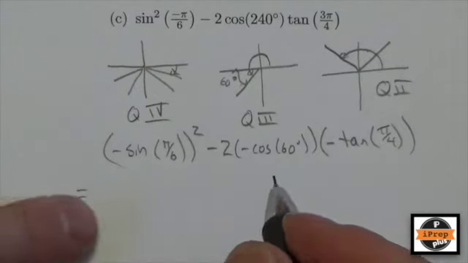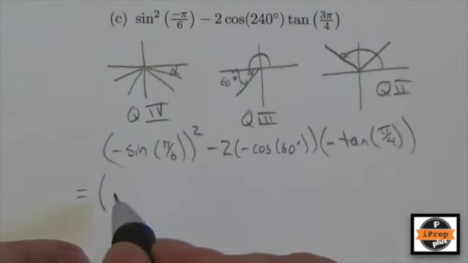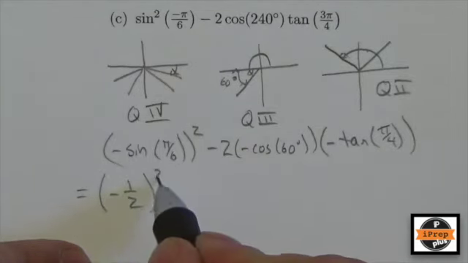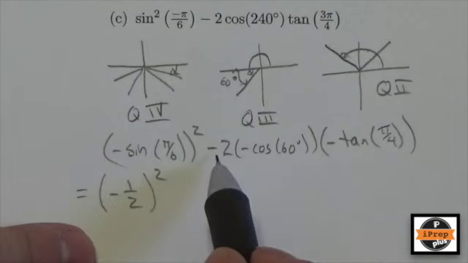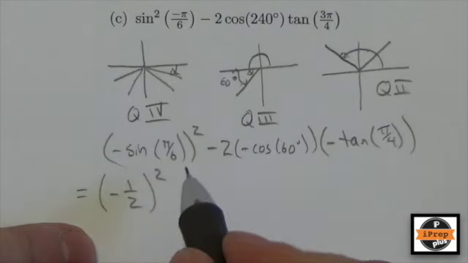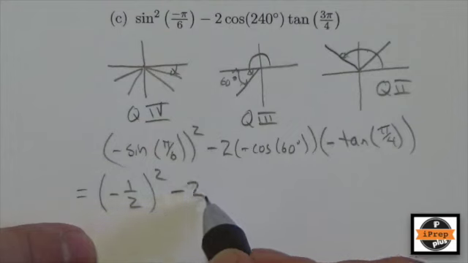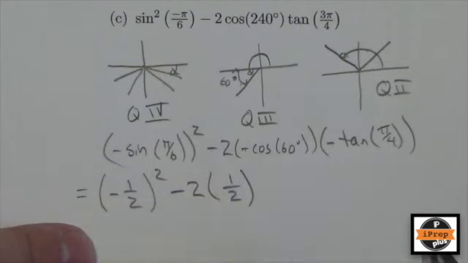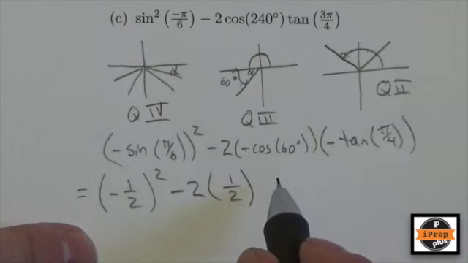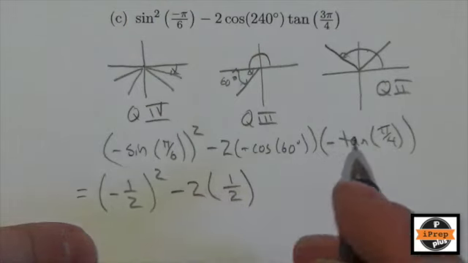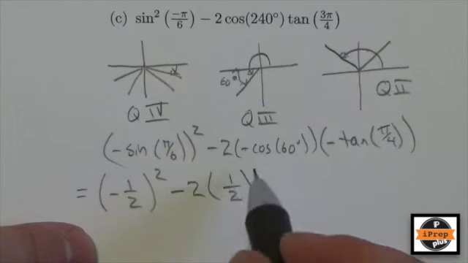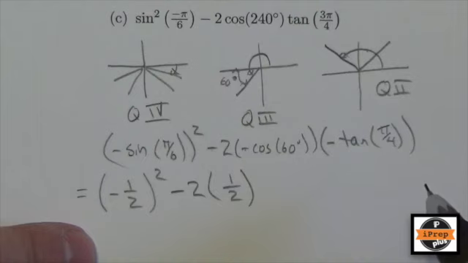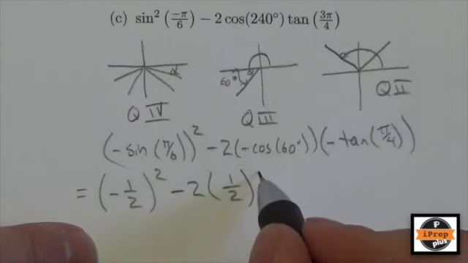So now, let's figure out what we got here. The sine of pi over 6 is going to be 1/2. That'll be squared here. Now I'm going to have the negative times a negative times a negative. So the result will be negative 2 times the cosine of 60, we've already seen this before, it's 1/2. That's whether you're going to the unit circle or special triangles, but you should know that. You shouldn't have to use your calculator to figure that out. And then the tangent of pi over 4 is just going to be 1.